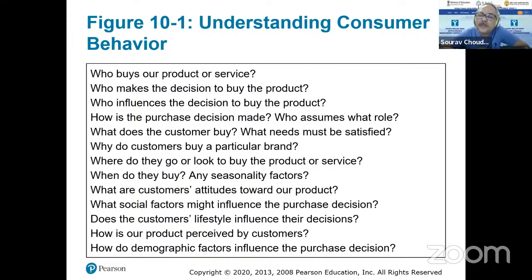Okay, who decides to buy the product? Who decides to influence? क्या कौन सा product खरीदना है, कैसे खरीदना है, क्यों खरीदना है? How is the purchase decision made? Who assumes what role out of all these people? A customer, a consumer, an influencer, a purchaser, a shopper. Who assumes what role? ठीक है.